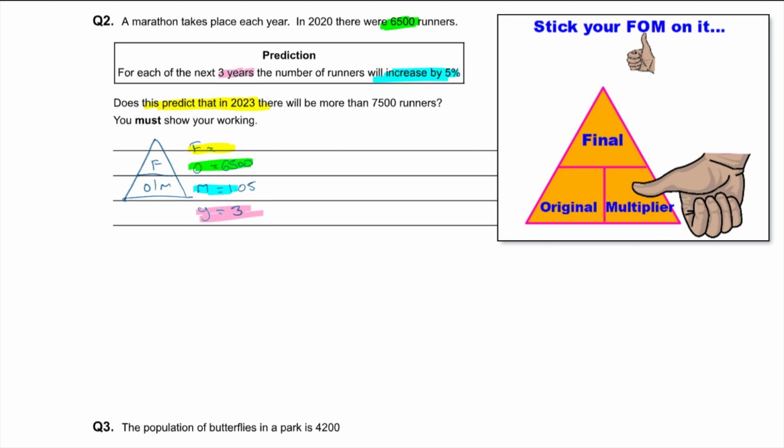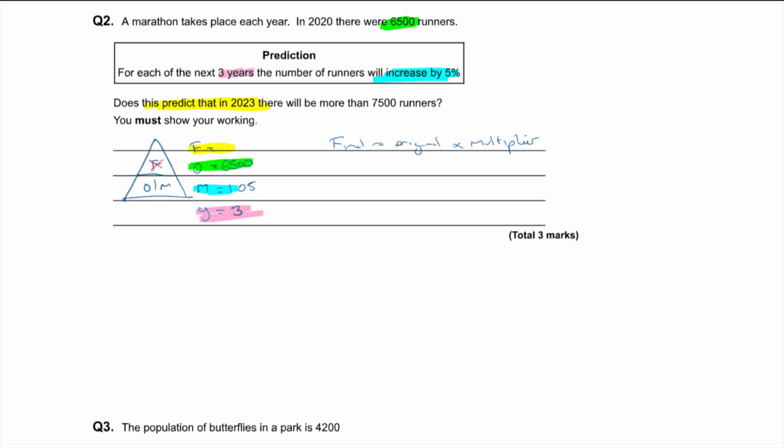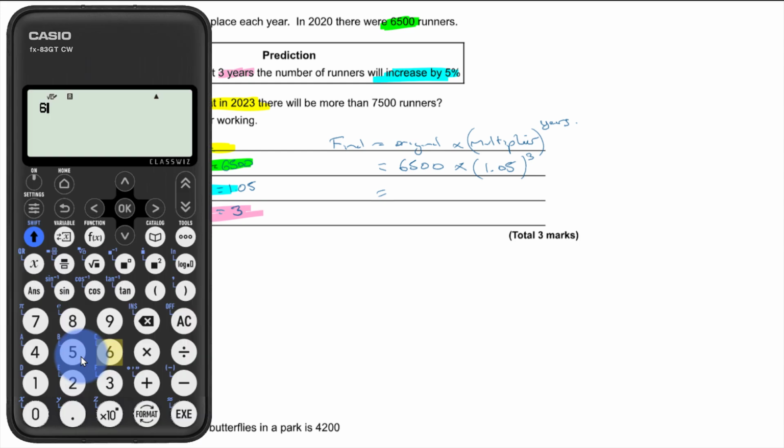Okay, so we've got all our values and we know that crossing out the final, it's original times multiplier. So final equals original times multiplier. But when you've got repeated percentage change, you just raise that one to the number of years. Okay, so subbing in what we know into that equation. Original is 6,500. The multiplier is 1.05. And the number of years is 3. So tap that into the calculator. 6,500 times 1.05 raised to the power of 3.